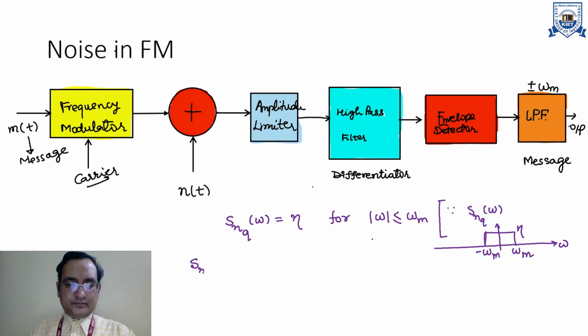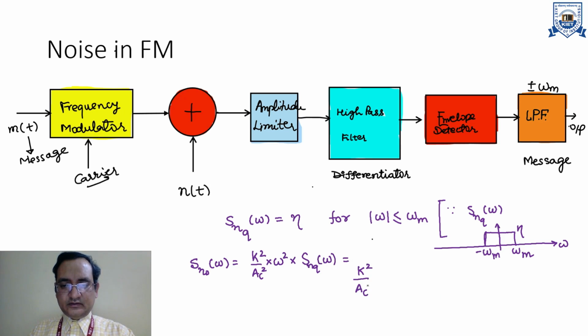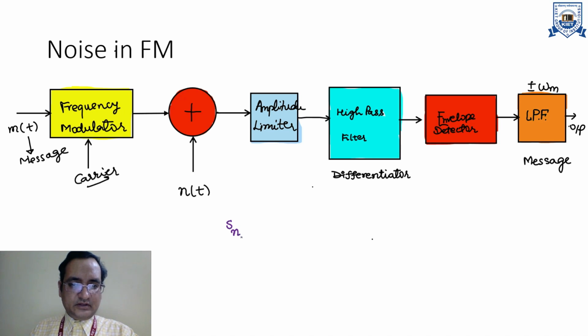So at the output, S n naught omega will be equal to k square upon AC square into omega square into S nq omega. So that will be equal to k square upon AC square into omega square into eta, and that will also be valid for mod of omega less than or equal to omega m. Now, S of n naught omega is equal to k square upon AC square omega square into eta for mod of omega less than or equal to omega m.